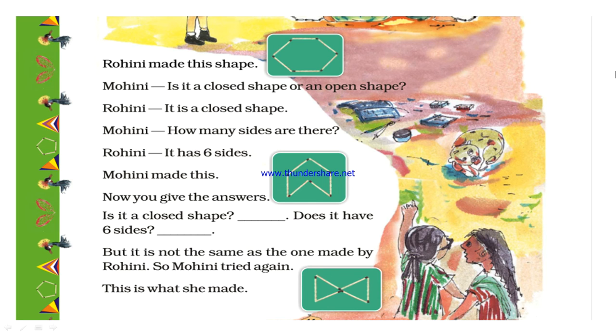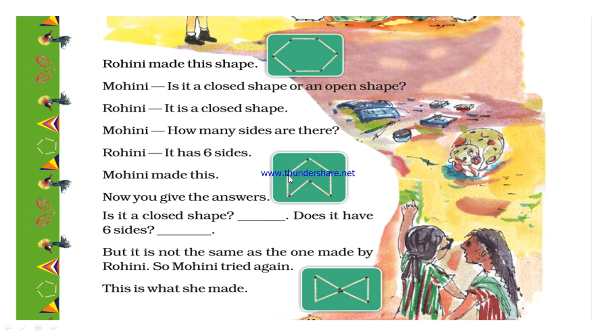Rohini made this shape. Look at this shape, children. Mohini asks, is it a closed shape or an open shape? Rohini answers that it is a closed shape. Mohini asks how many sides there are. 1, 2, 3, 4, 5, 6 sides. So Rohini says it has 6 sides.